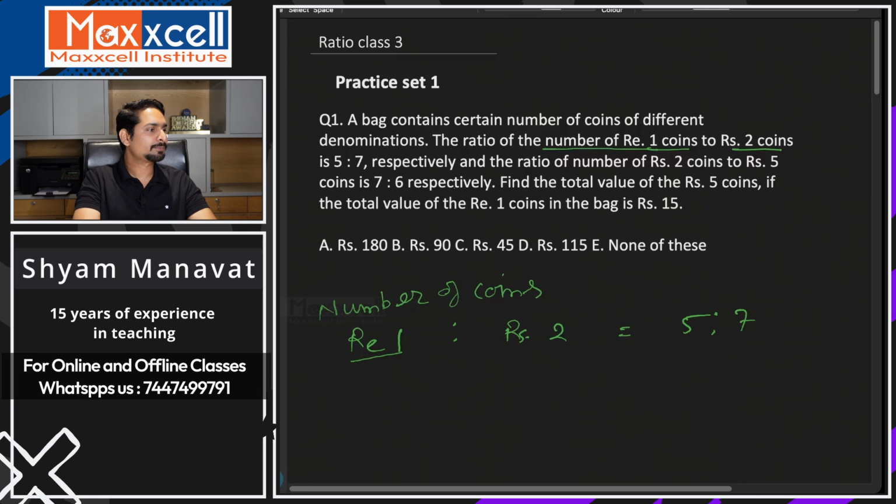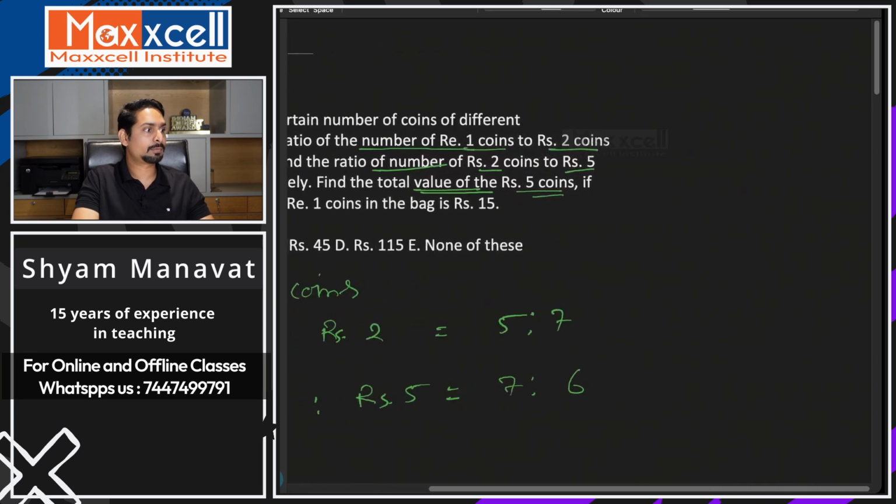Then we have the number of coins of rupees 2 and rupees 5. They are in ratio 7:6. Find the total value of rupees 5 coins. It's total value, not number of coins.